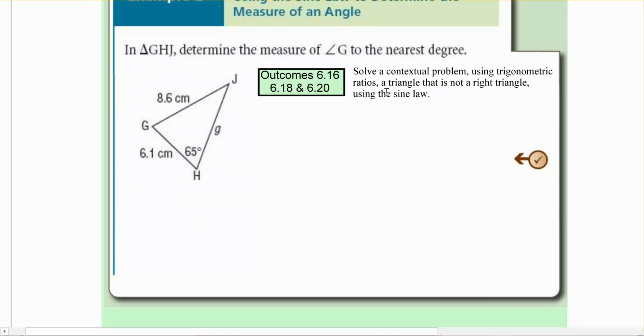So in this example, it says in triangle GHJ, determine the measure of angle G to the nearest degree. So here's the problem. If you look at our triangle, you can see that we kind of want to make straight lines from one side to the other. So we have an angle there, and we have a side there. So we're good for one of our ratios, right? We can say sine 65 degrees over 8.6. Let's leave the centimeters out of it for now.